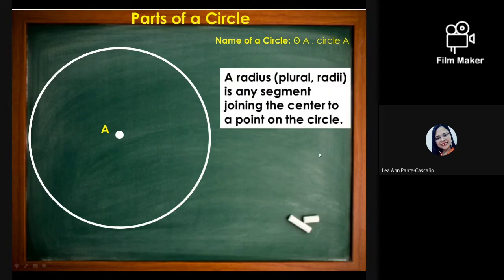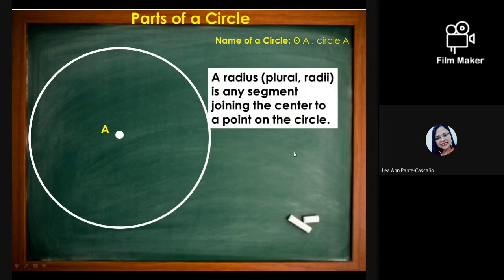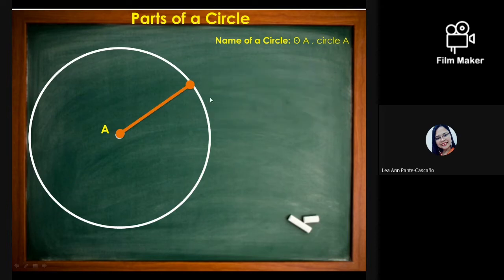Now let's have the next part of a circle, a radius, which has a plural form of radii. A radius is any segment joining the center to a point on the circle. When we say segment, there are two endpoints. So let's have a radius in this given figure. Ayan daw po yung radius. From the center, joining any point on a circle. So the endpoint of this radius is B, and the other endpoint is on the center, which is A. So the name of the radius now is segment AB.